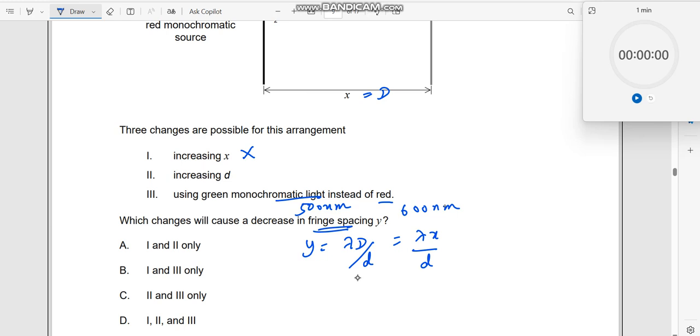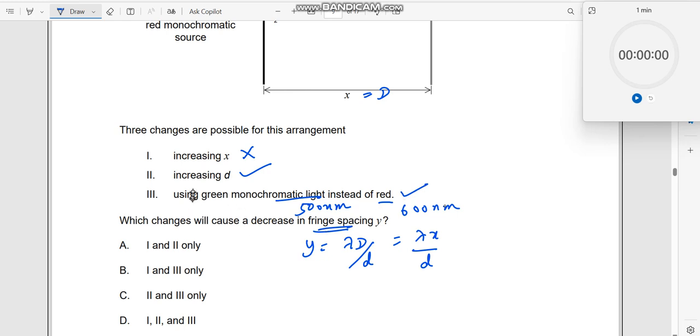Then increasing d. If I increase d, what will happen? The denominator is increasing, so y should decrease. So, this could be the right one. Using green monochromatic light instead of red, it means what? You are decreasing the wavelength. If you decrease the wavelength, what will happen? Y will decrease. So, this is also right over here.